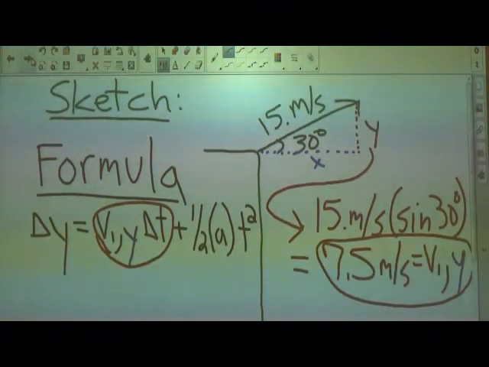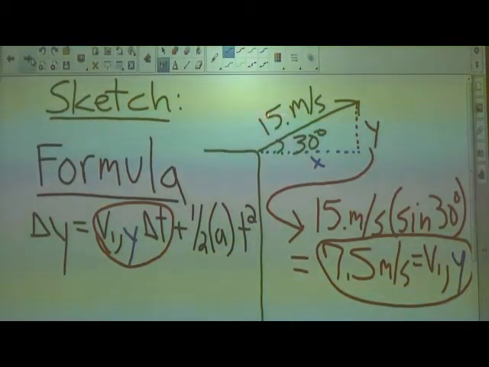Alright. Now, before we get to the formula, let's just do a little sketch. Make sure we're on the same page. So here's the cliff, and it's coming right off the edge of the cliff at 30 degrees at 15 meters per second. So you have in blue the x component, and you have the y component. So, what formula do you know that has initial velocity, time, and acceleration?